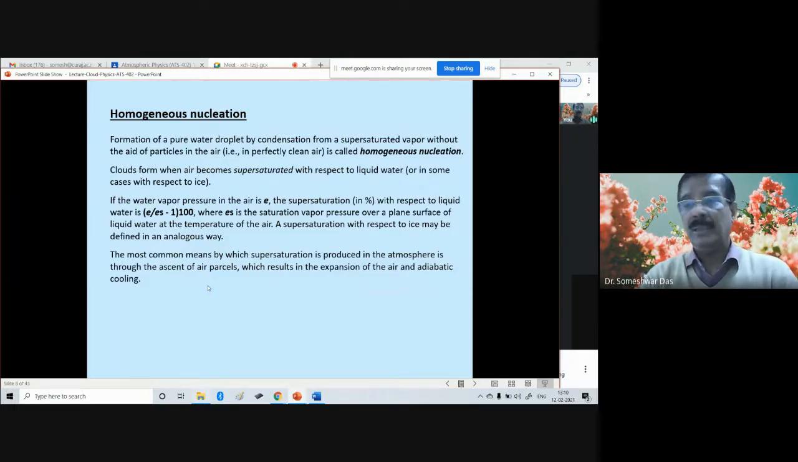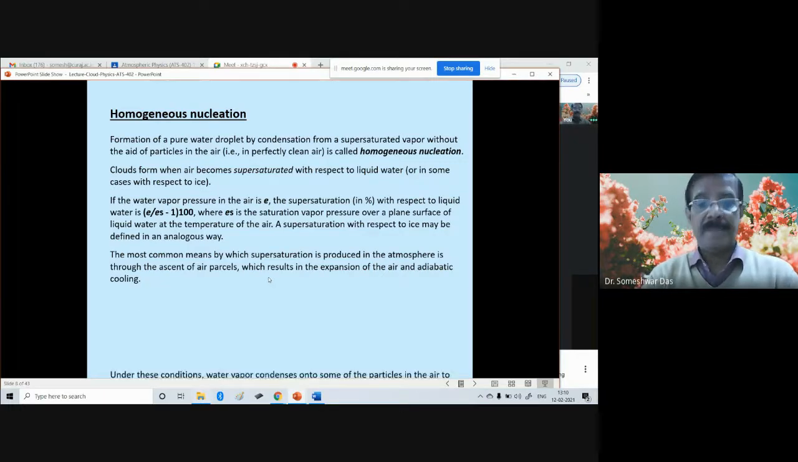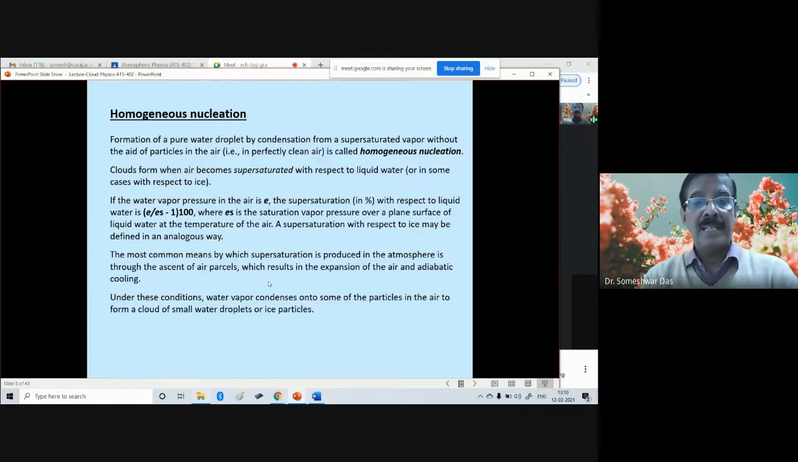So, as you know, that means that saturation is dependent on the temperature, right? So this is the most common way of producing supersaturation, right? Now, under these conditions, water vapor condenses onto some of the particles in the air to form a cloud of small water droplets or ice particles.